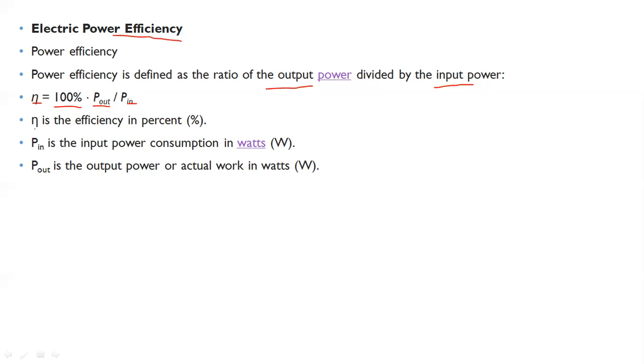Efficiency is a percentage; always it will be given as a percentage. P input is the input power consumption in watts. P out is the output power, or actual work done, in watts.